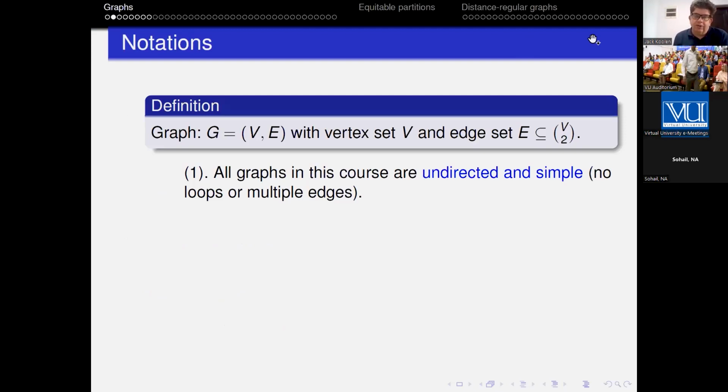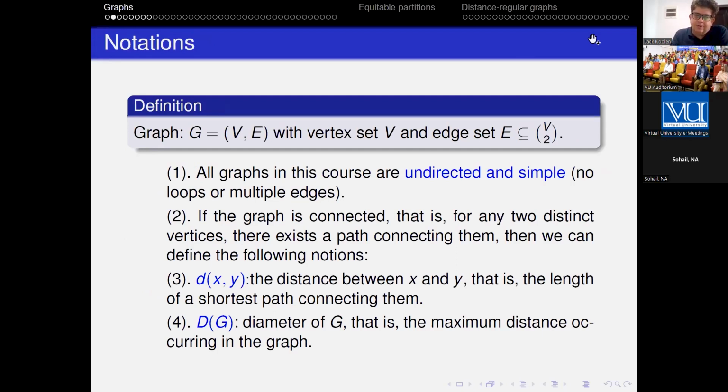Okay, so for me, a graph is a finite, simple, undirected graph. So there are no loops or multiple edges, and everything is undirected. We need things for connectedness. We need the distance between x and y, that is the length of the shortest path connecting them, and the diameter is the maximum distance occurring in the graph, if you look over all the vertices.